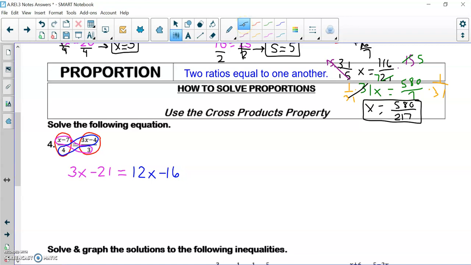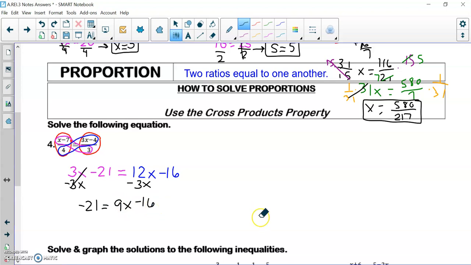We want to move the variable to one side. So you either need to get the 3x over to the right side or the 12x over to the left. It's up to you, but we use addition and subtraction to do so. I'm going to subtract the 3x over to the right. So the 3x minus the 3x cancels out and I'm left with a negative 21 is equal to now a 9x minus a 16.